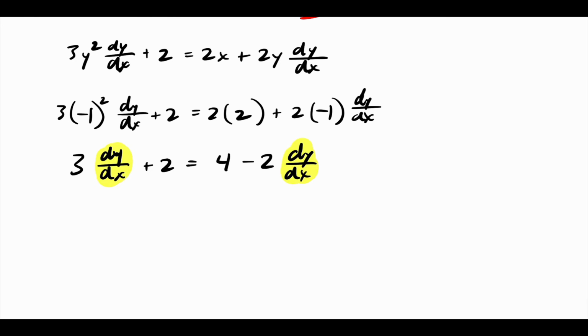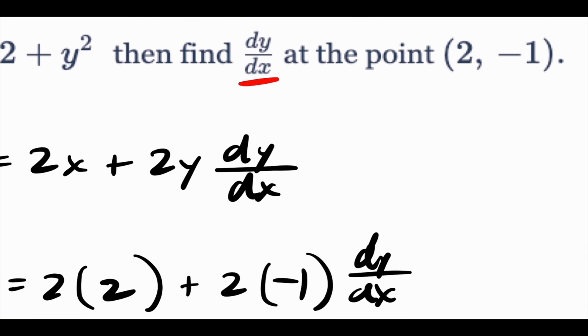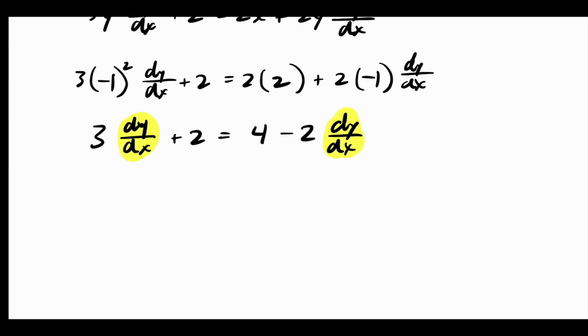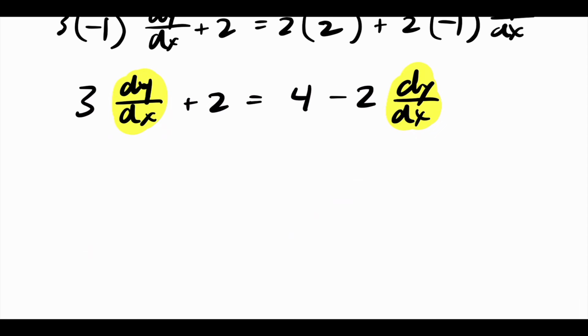Yeah, that's what we did. Didn't the question say find that guy? If you're trying to find it, you have to isolate it. So now I have to isolate. Anything without a dy dx, I'm going to move to one side. Anything with the dy dx, I'm going to move to the other side.